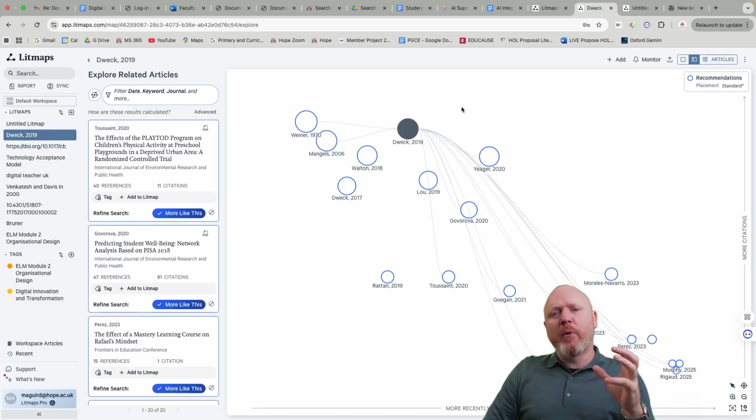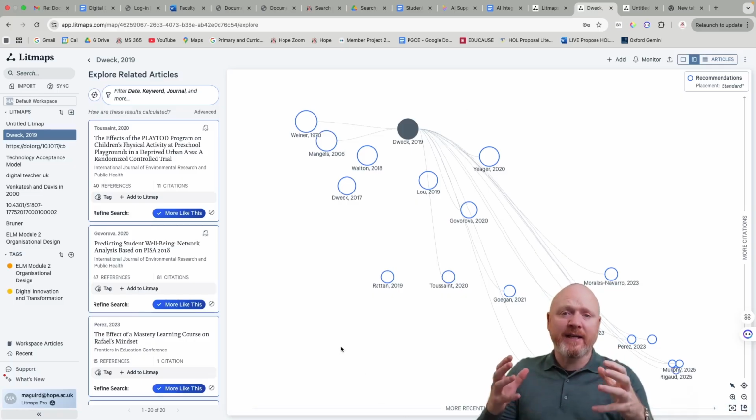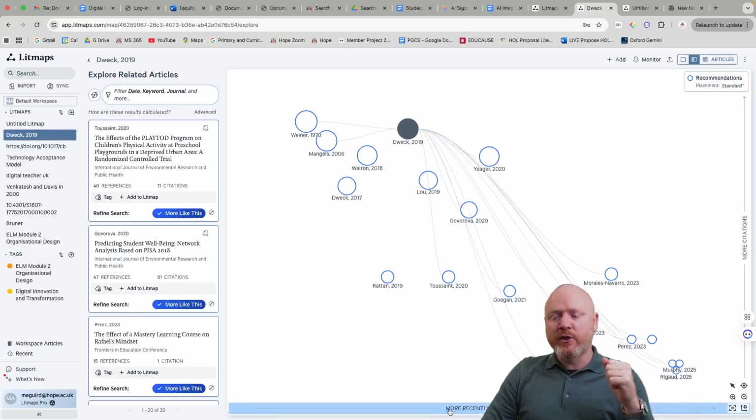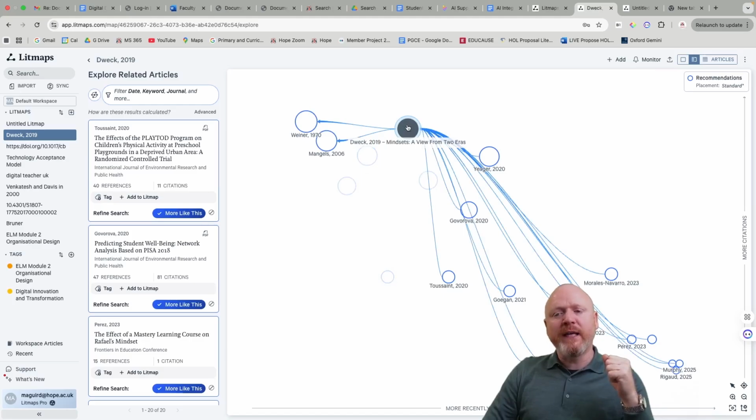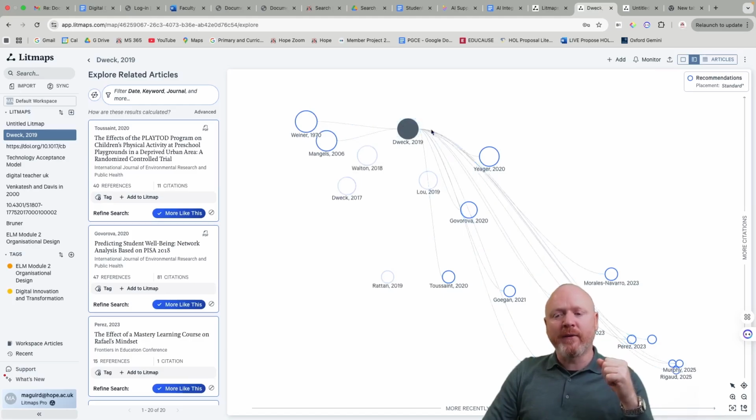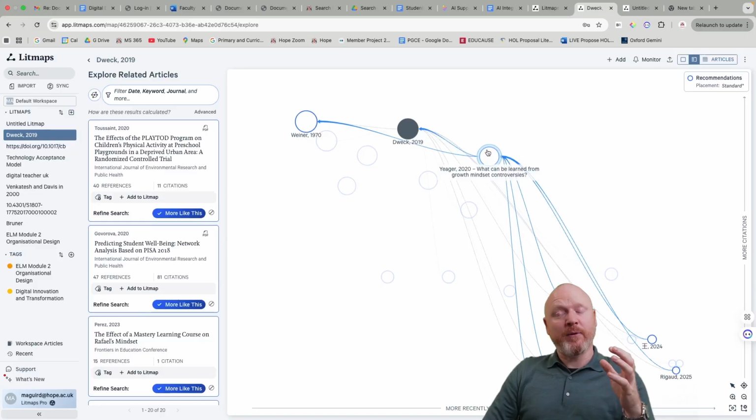Now, the really useful part is that this graph actually has these scales. So more recently published research is more to the right-hand side of the map, and the paper with more citations, meaning the paper that has more weight within that particular area, is closer towards the top. So what that means is that effectively you could read the work of Dweck, knowing that the work of Yeager, which was written the year after Dweck's work, is probably referring to and building upon Dweck's work.